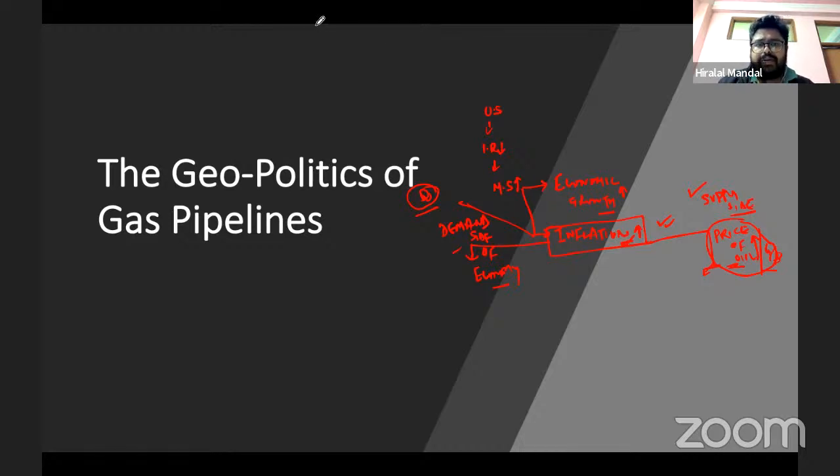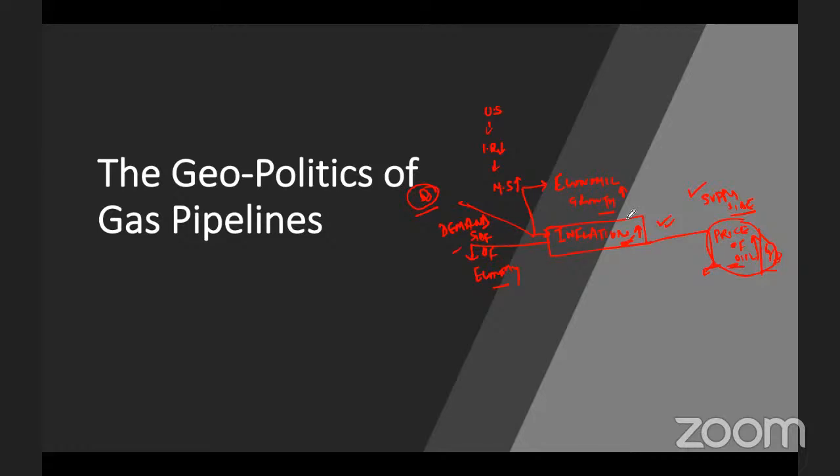Got the point? So the geopolitics of gas pipeline, have you understood what is going on at this point of time and what else we need to understand? Anything more you want to understand? Any part of the discussion you have not been able to get? Excuse me, sir. Can you explain once again India's role? The last part once again.